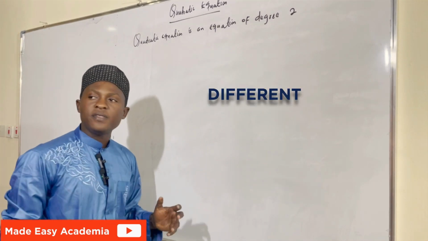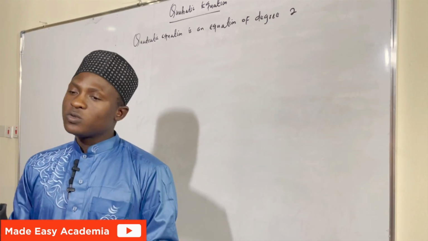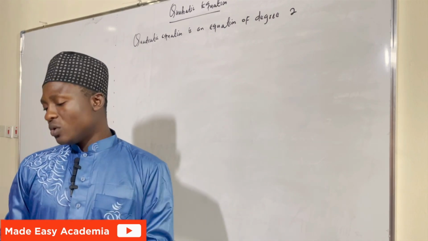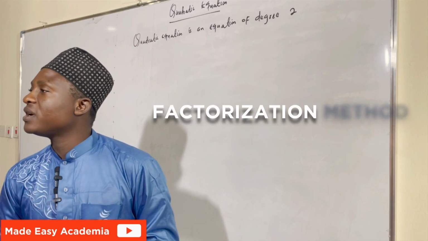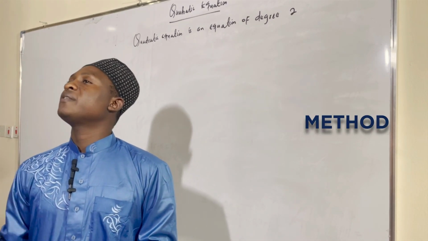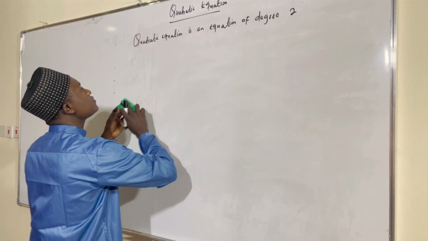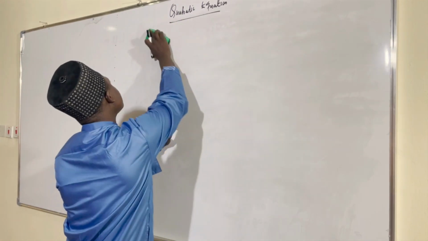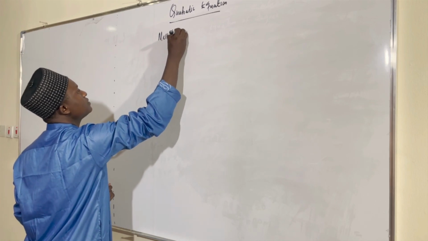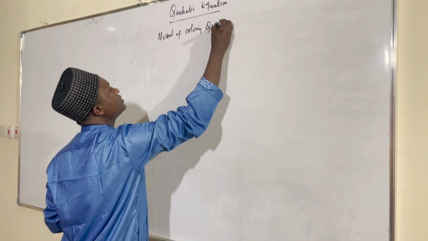Now we have different methods of approaching this quadratic equation. We have to find either its given root. The given root means the one we got as an answer. We can convert it back to the problem. We have given root, we have factorization method, we have completing the square method, we have using quadratic formula. Those are the ones we are going to talk about today. Now, methods of solving quadratic equation.